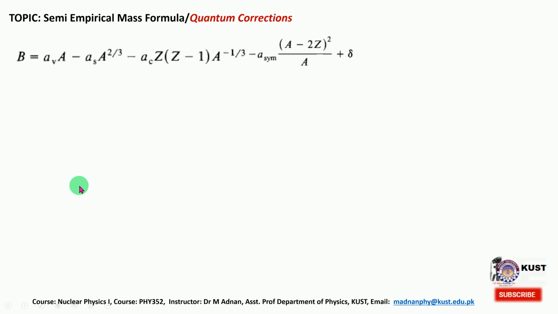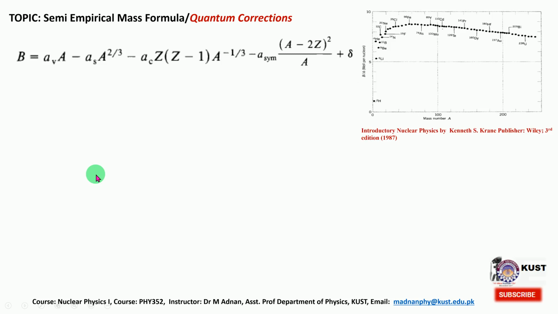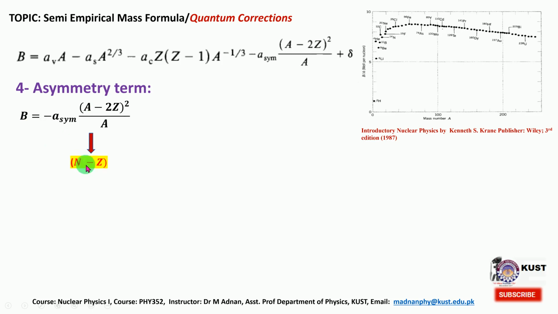So we will start, as we have done previously the three terms, today with the fourth term, the asymmetry term. Now this asymmetry energy is proportional to the neutron and proton number difference. That is, it is proportional to N minus Z, the difference of the neutron and proton number.